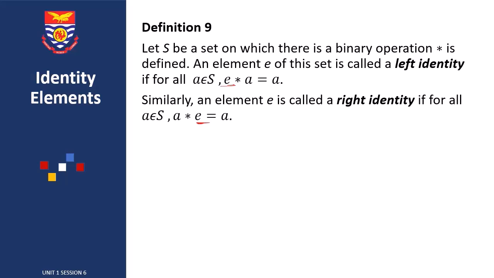Okay, let's look at these remarks. A binary operation may have left identities which are not right identities and vice versa. So there are instances where we can have left identities with no right identity. Also, there might be many left or many right identity elements, so it can be more than one. There might also be no left or right identity elements at all.